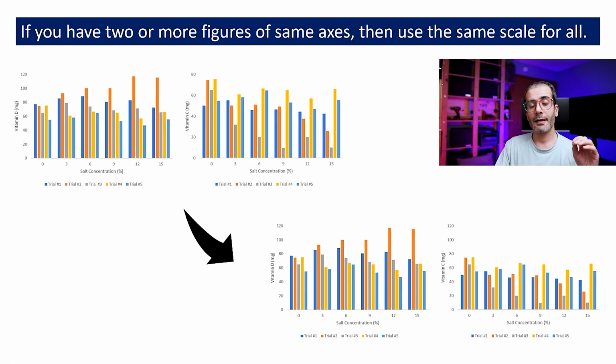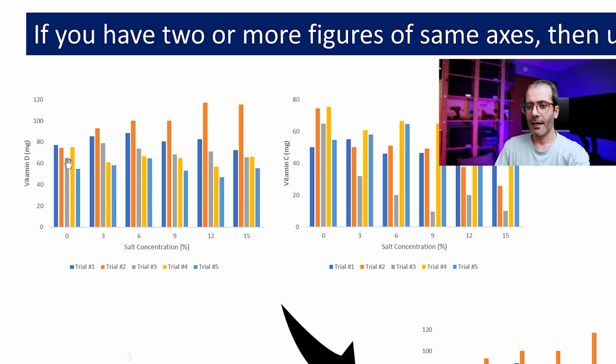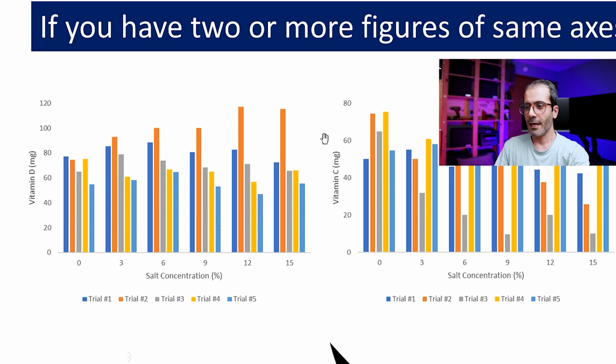Another tip is that if you have 2 or more figures, it's better to use the same scale so you can compare them better. Here I'm showing you an example. On the left side, let me zoom in, vitamin D and vitamin C are using different scales. Here the scale is up to 120 and here it is up to 80, and now it's an illusion that vitamin C in this experiment is better than this one. It's higher than this experiment.